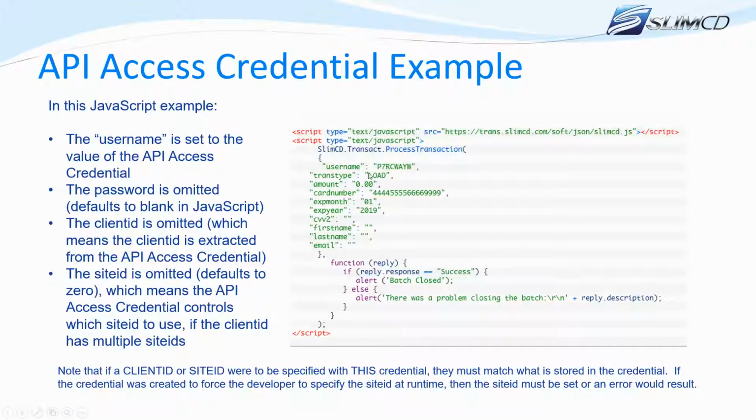Here's a JavaScript example that's using one. You can see here's the API access credential as the username. It didn't even bother to put in a password because JavaScript's going to default it to blank, or our JavaScript functionality will default it to blank in our library. All of our libraries have good defaults, and you notice we did not bother to specify the client ID, site ID, or price ID because they're all stored inside this credential. If this credential did not have the site ID, you'd have to add the site ID in here as well.